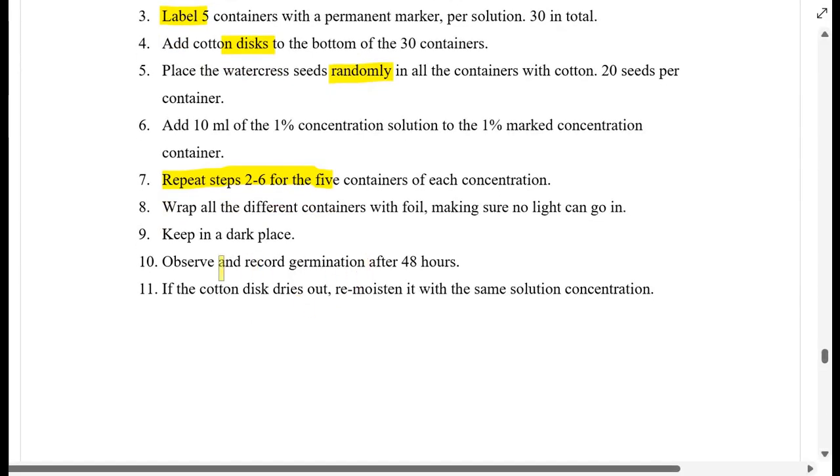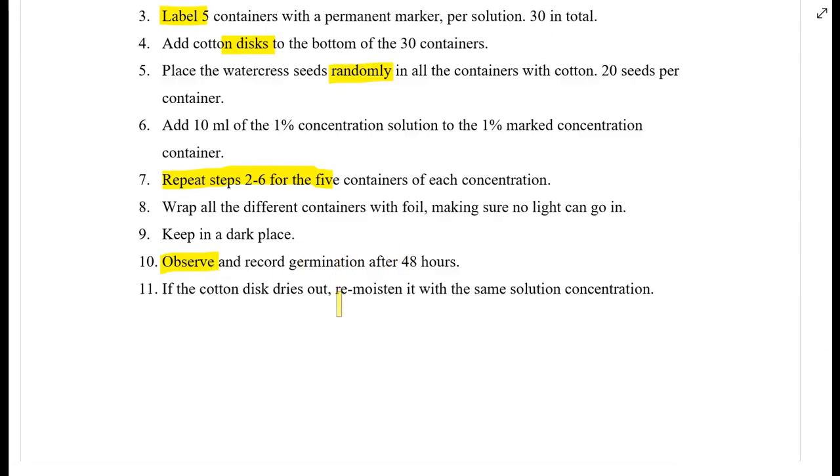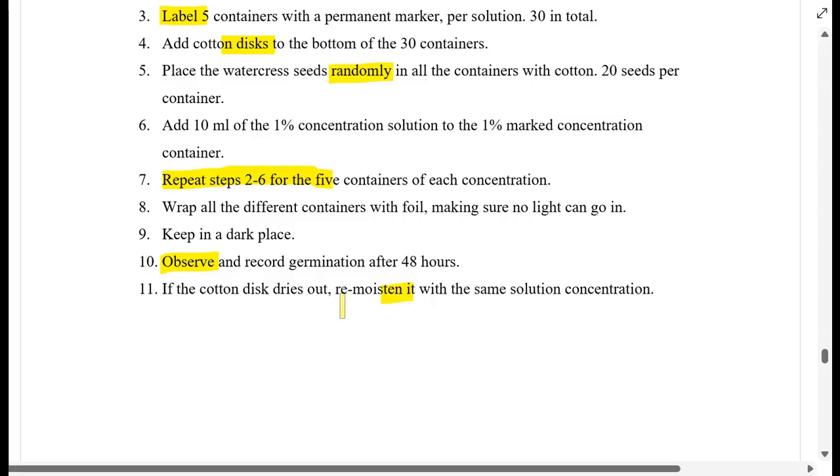Again, we still don't know what you're observing as a sign of germination. Needs to be clear. And step 11, what volume? Same solutions, okay, but remoisten with what volume of liquid?